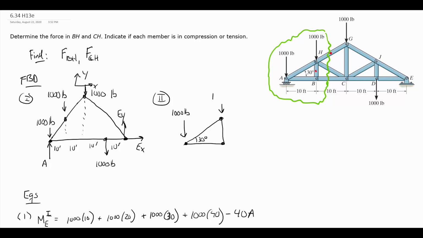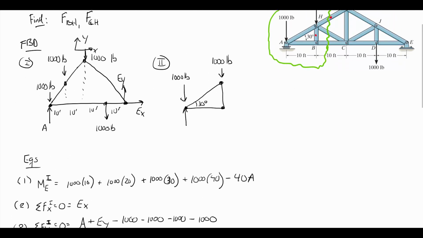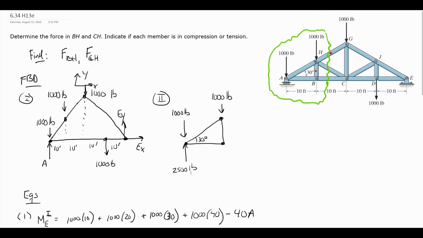That 1,000-pound load is unaffected. The 1,000-pound load at H is unaffected. A, that support reaction, is unaffected. Since in the first step I already found its value, I'm going to just write it here. So I found it was 2,500 pounds up. So that gets copied as well.